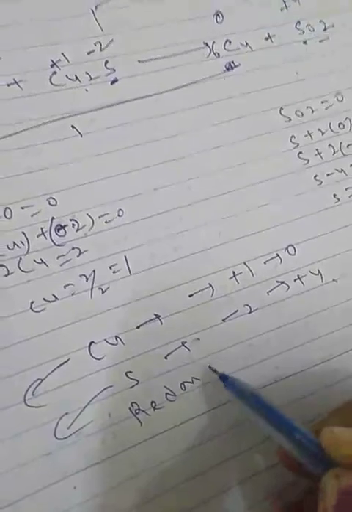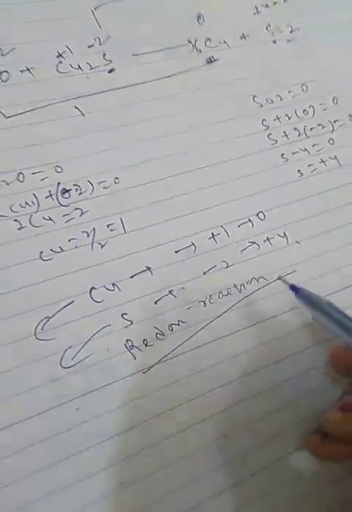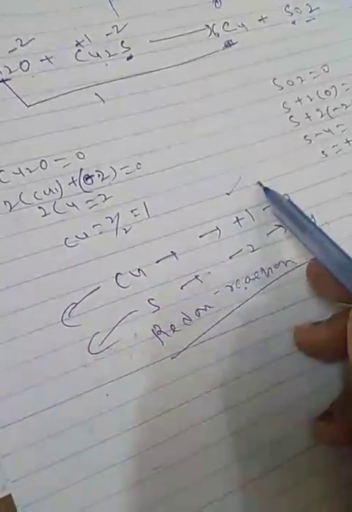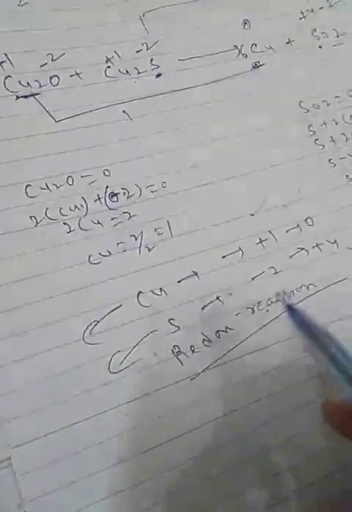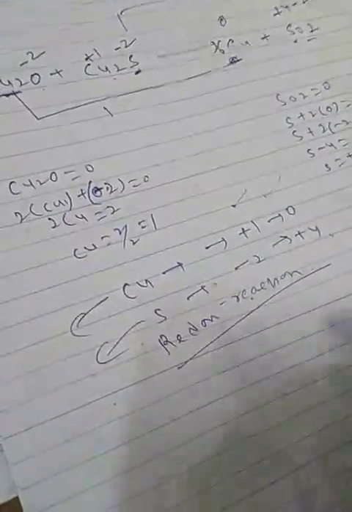Now how we have to balance, we will do in the next topics. But you only have to prove that this is a redox reaction, because somewhere the oxidation number is increasing or decreasing. If the oxidation number is going to increase or decrease, that reaction is called a redox reaction.